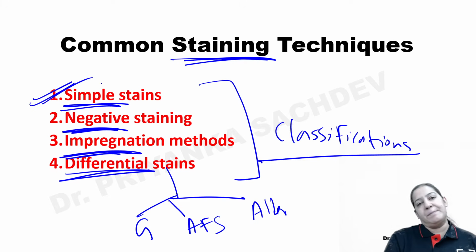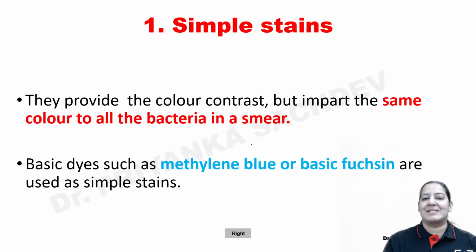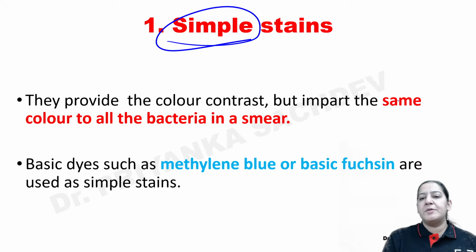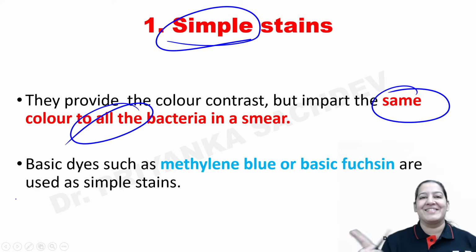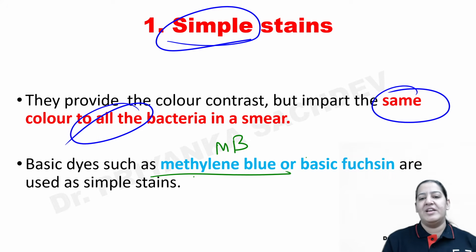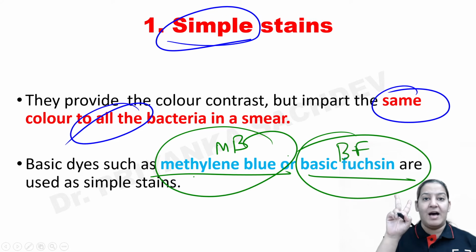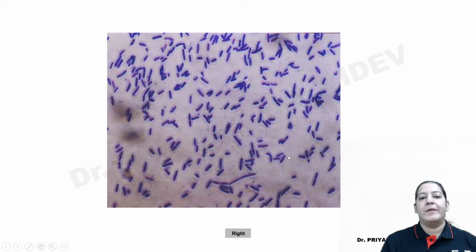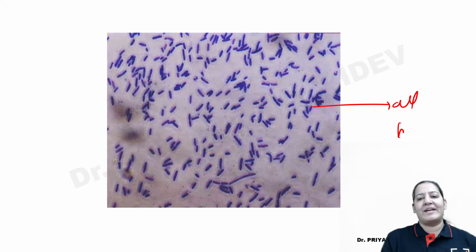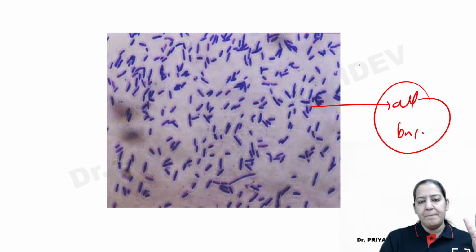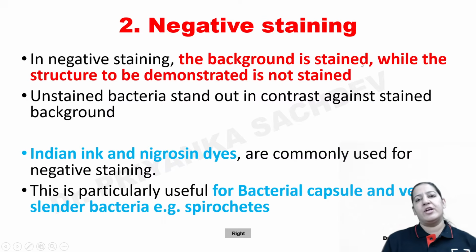Let me start with the first one, simple stain. Why is simple known as simple? Because it provides same color to all the bacteria. That's it. Learn 2 examples here. The first example is methylene blue. Second example is basic fuchsin. So methylene blue and basic fuchsin are the 2 examples. You can see all bacteria having same color. These 2 are simple stain. Everyone give me a thumbs up.